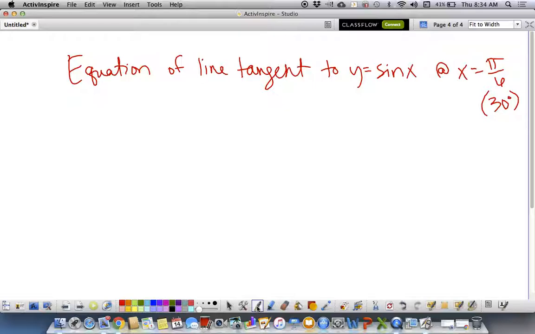Okay, let's go through our two steps. What step was that? That was just identifying what y is equal to. Not done much, so all you've done is plug in. y equals sine pi over 6.